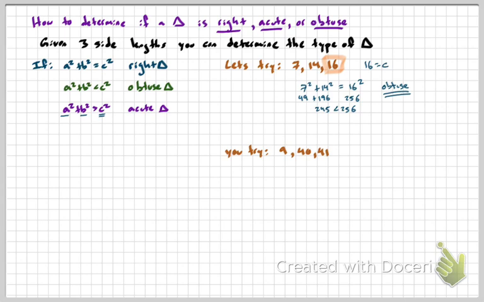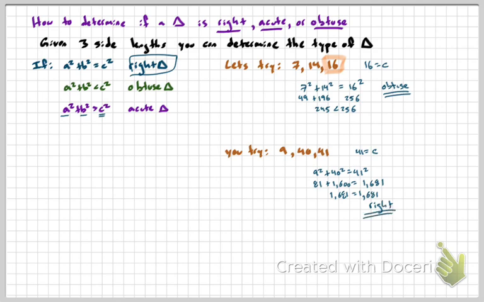Let's do another one. Longest side, so that's my c, so 41 equals c. 9 squared plus 40 squared equals 41 squared. Again, that's a hypothetical equals, it might not. So 9 squared is 81, 40 squared is 1,600, 41 squared is 1,681. 81 plus 1,600 is 1,681. So notice these are now equal. So if those values are equal, we have a right triangle.